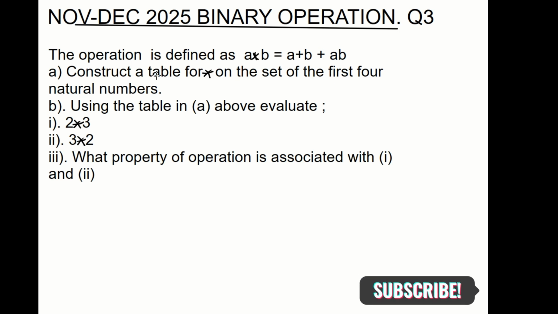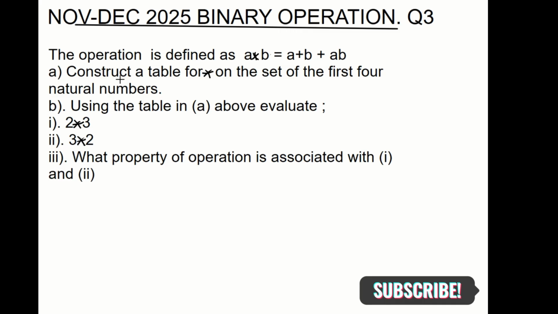Welcome to today's lesson. We are going to continue with question 3 of the Nov-Dec Mathematics 2025. This is a question based on binary operation. The operation is defined as A operation B equals A plus B plus AB, that is, A plus B plus A times B.